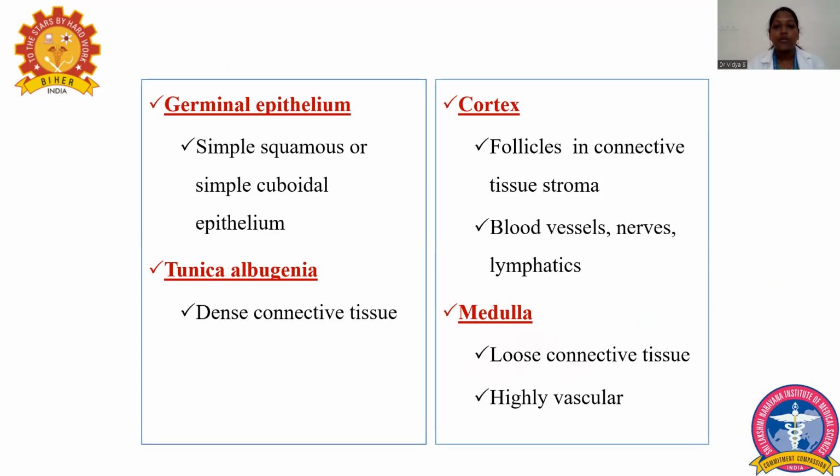Coming to this, I told you it is divided into the cortex layer and the medullary layer. The outer cortex is filled by the follicles, the follicular cells. The follicles are the primordial follicle, primary follicle, secondary follicle, like that. The follicles in the connective tissue stroma can be observed in the outer cortex layer of the ovary. Along with that, you can view the blood vessels, nerves, and also the lymphatics. The medullary layer consists of loose connective tissue and it is highly vascular, that is, rich in blood supply.